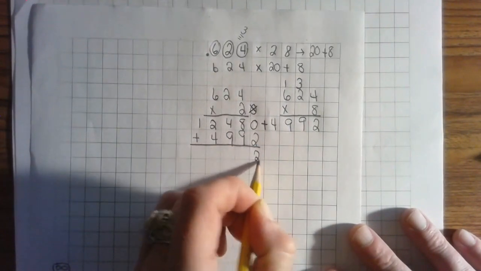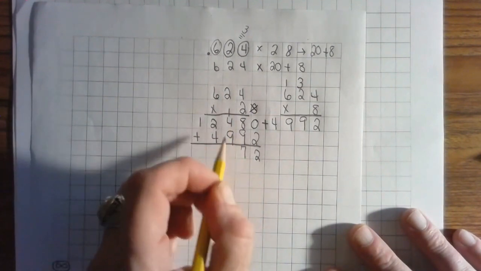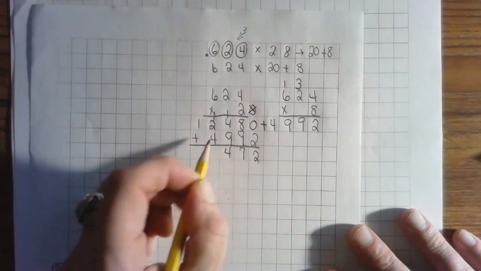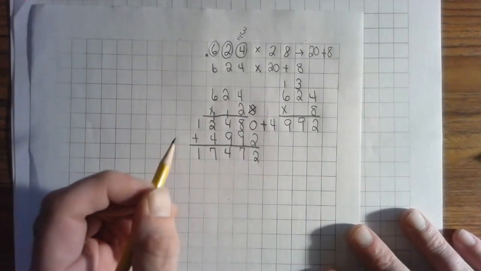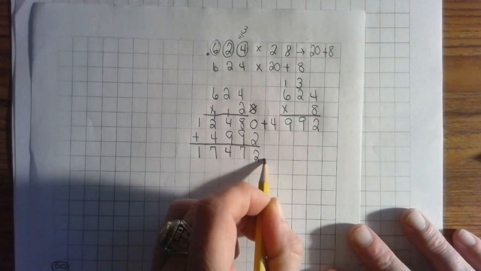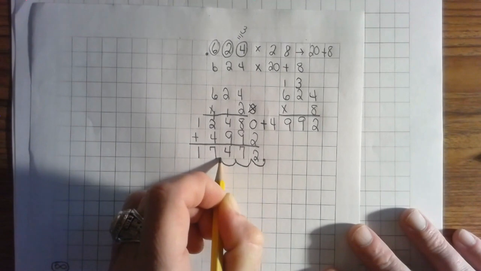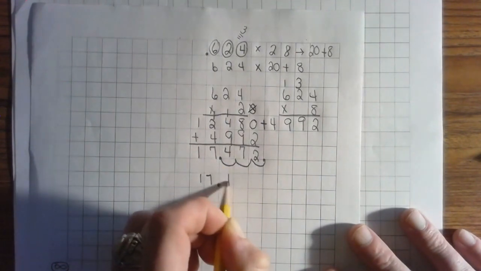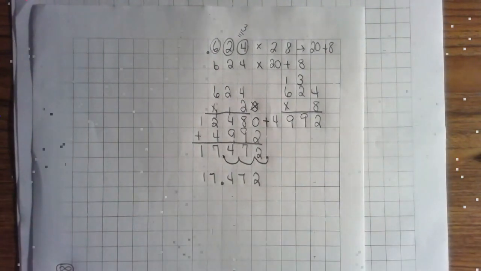0 plus 2 is 2. 8 plus 9 is 17. 9 plus 4 is 13, plus 1 is 14. 2 plus 4 is 6, plus 1 is 7. And 1 plus nothing is 1. I remember the 3 digits. I go to the end of my number. 1, 2, 3 jumps towards the front. And I have 17 and 472 thousandths as an answer.